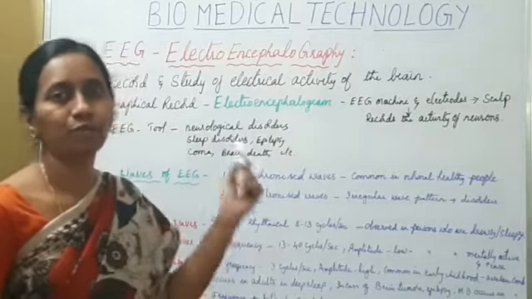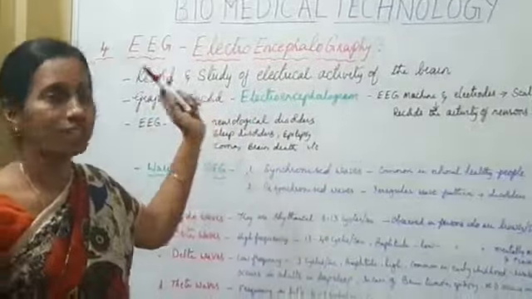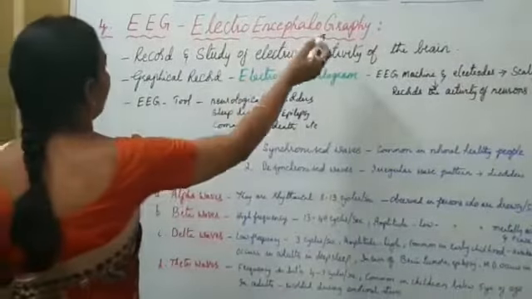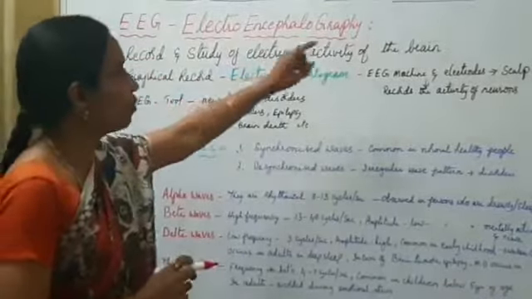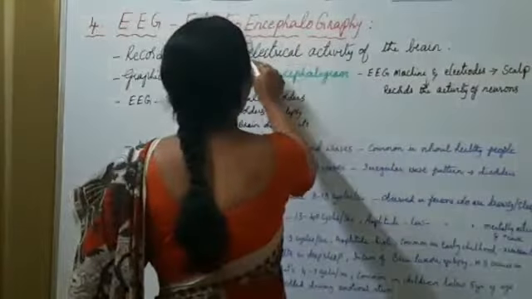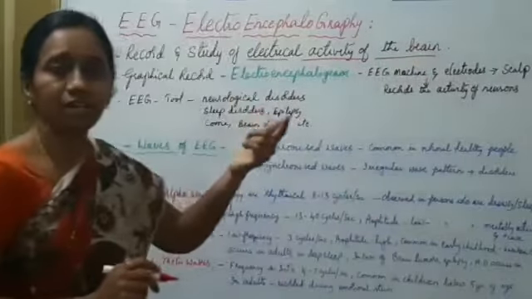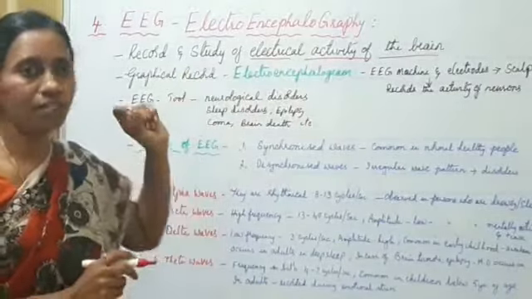Hi children, here I am going to explain one more biomedical technique, that is EEG. EEG is called electroencephalography. This records and studies the electrical activity of the brain. Here we are studying the electrical activity of the brain. In ECG, we studied the electrical activity of the heart, isn't it?